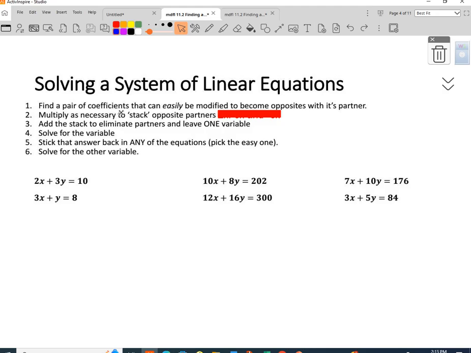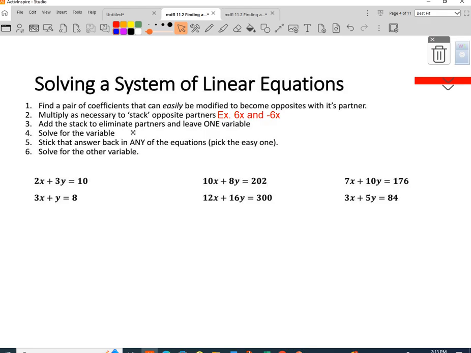So multiply as necessary to stack opposite partners, and that's something like if one has a term 6x, if we can get the x term in the other equation to be equal to negative 6x, when we stack those or add them, we could eliminate the x's. So opposite partners means opposite signs, positive and negative, exactly the same except one's positive, one's negative, so they add to 0. We're going to add to stack to eliminate partners and leave one variable. We're going to solve for that variable.